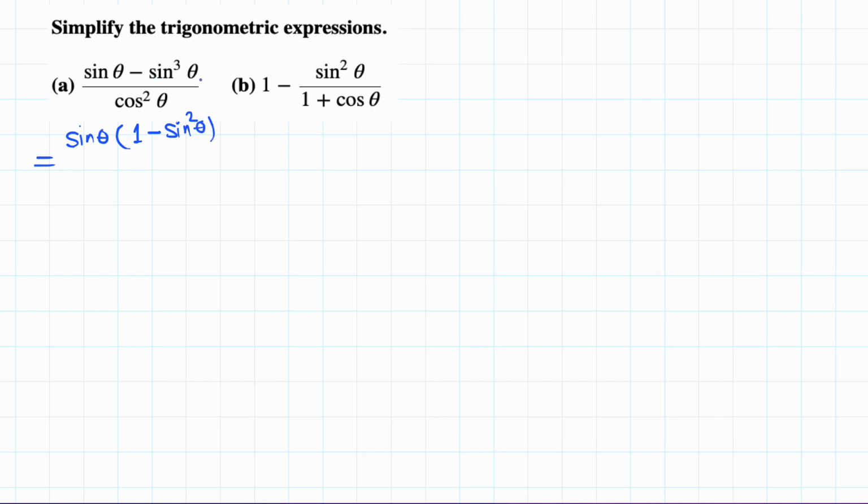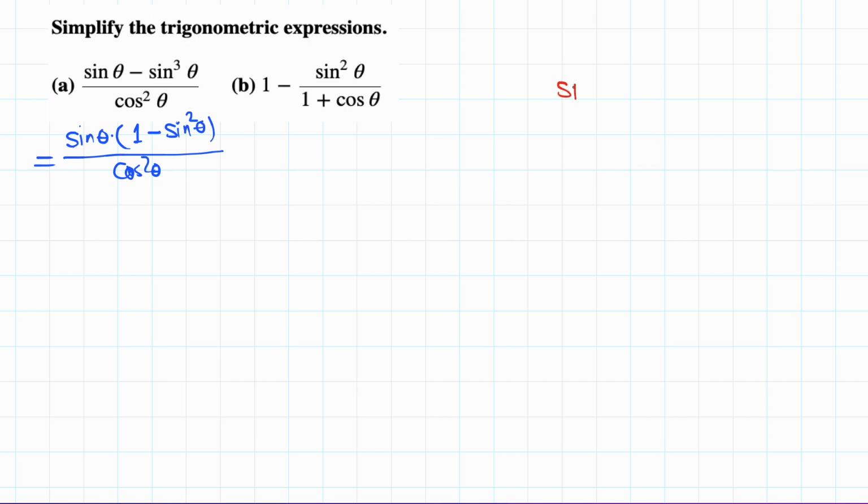Sine cube theta is in fact sine theta quantity cubed, all over cosine square theta. No cancellations yet, times 1 minus sine square theta. Maybe there is a formula for this one.